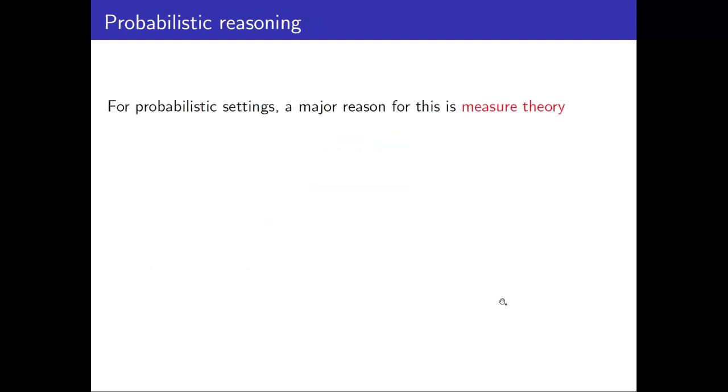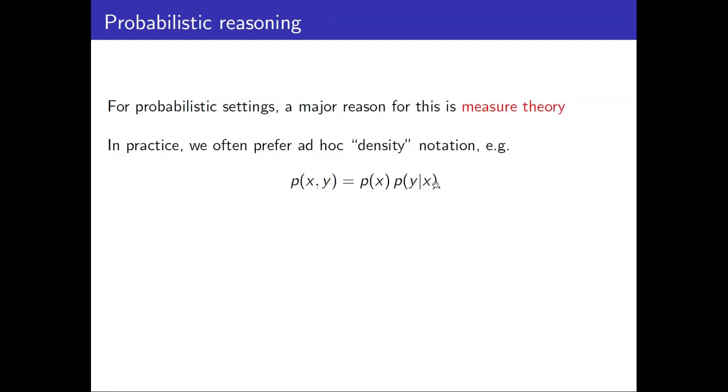And it's natural to ask, why is this the case? Potentially you've had the intuition that this is the case sometimes. Why is this actually the case? And I think arguably for probabilistic settings, a major reason for this is measure theory. This is in theory what all of our probabilistic reasoning is ultimately justified in terms of. But it's really complex and hard to work with. And so in practice, we try to avoid measure theory as much as possible.